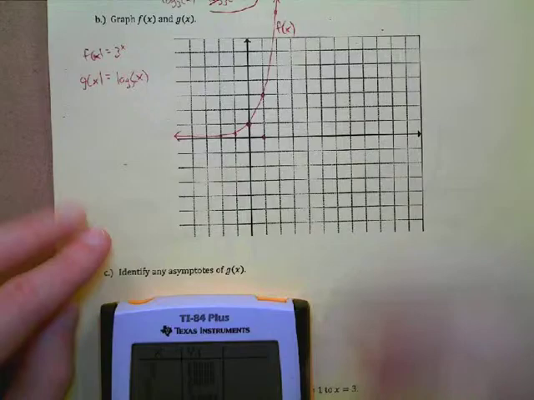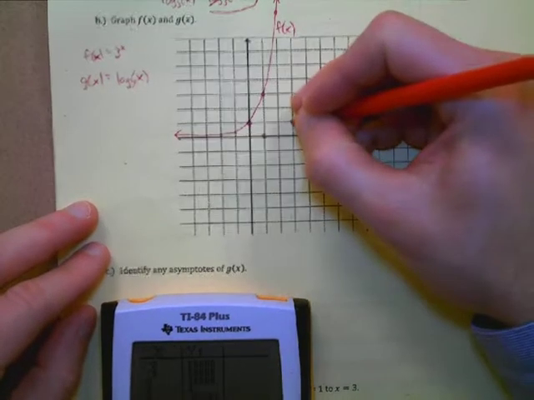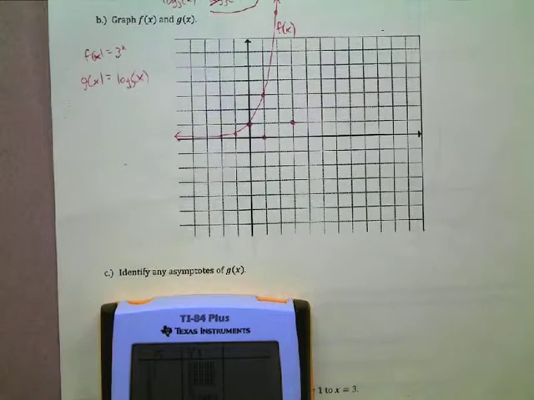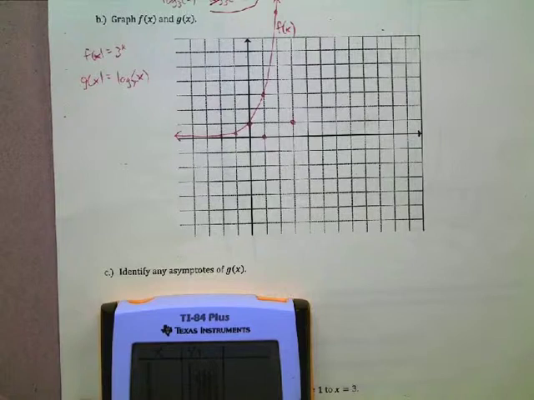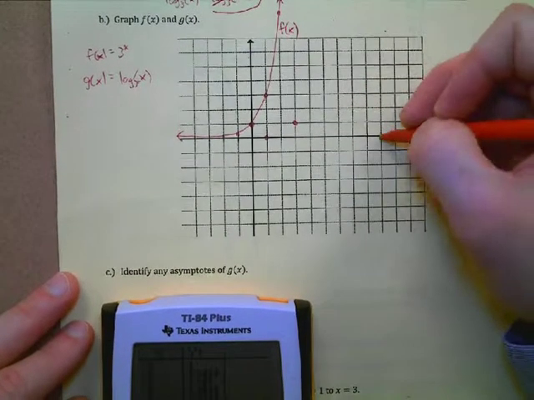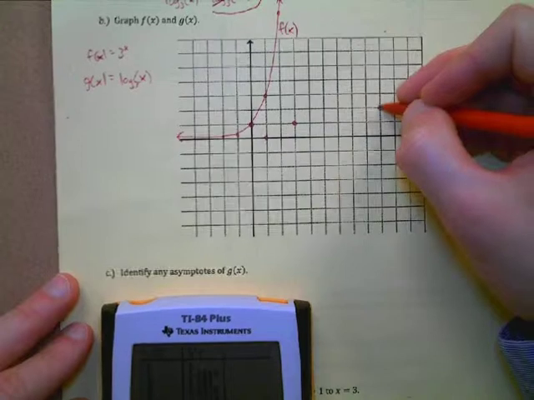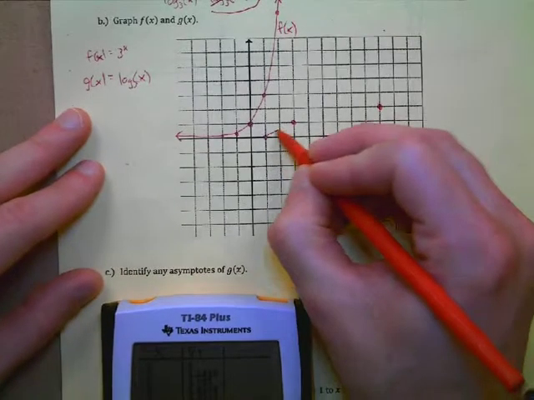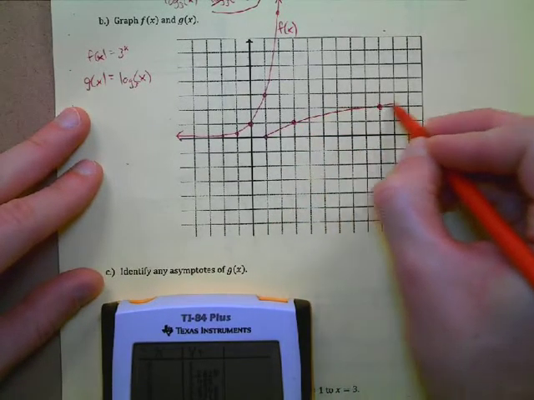So 1, 2, 3, 1. And then the next nice one's going to be 9, 2. So 1, 2, 3, 4, 5, 6, 7, 8, 9, 2. Okay, like that.